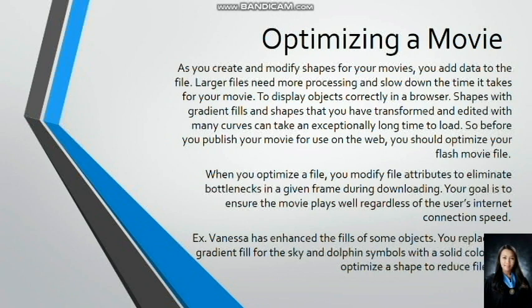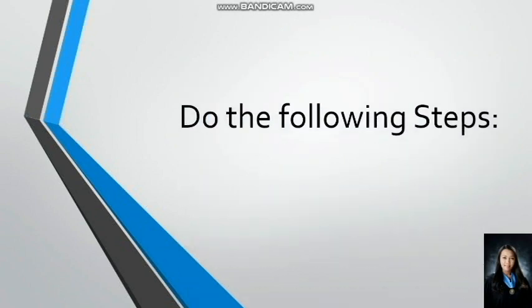I already have the activity, for example, the sky and the dolphin symbols with solid color. And then I need to optimize the shape to reduce the file size. So I need to identify first what the following steps are. So let's memorize and familiarize the steps on how to optimize our movie, which you will use in your future activity on your animation subject.